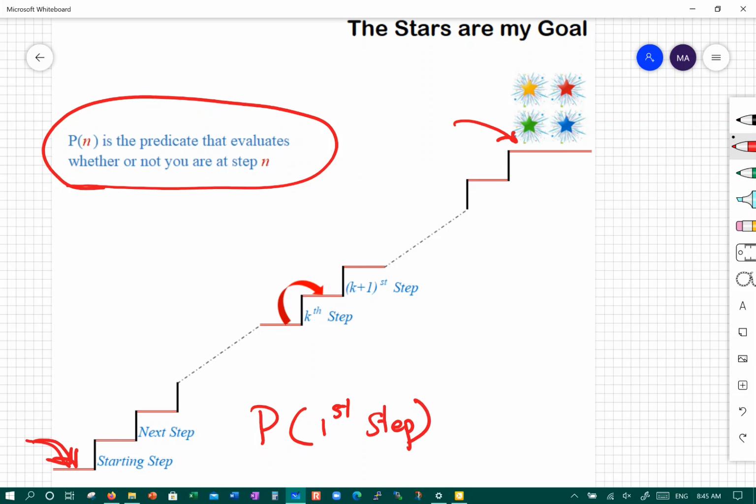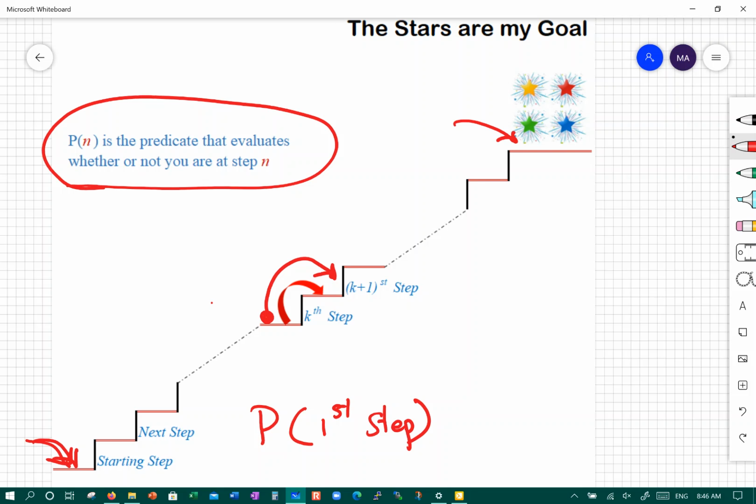Next, show me that you can jump from one step to the other. So let's say that you are at the generic step number k. You are here, where k could be anywhere on the ladder, including the first step. Show me that if you are at a given step, let's call it step number k, that you can jump one step forward. Because if you can't, then your claim that you can reach the star is invalid.